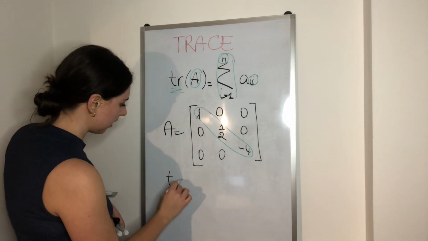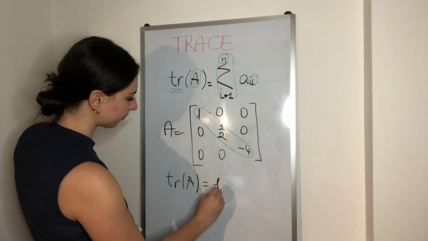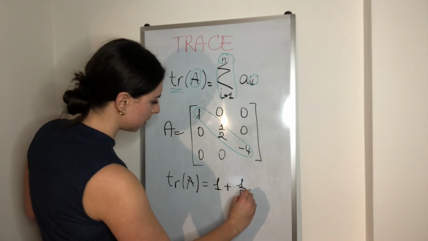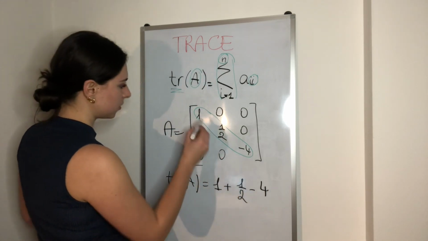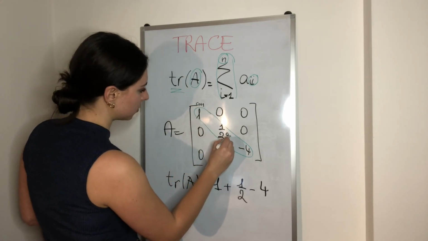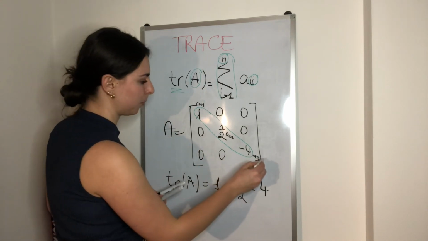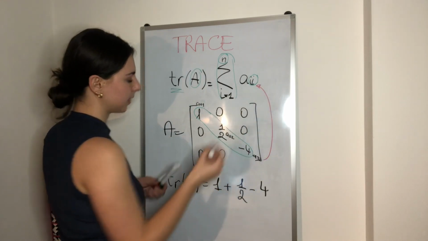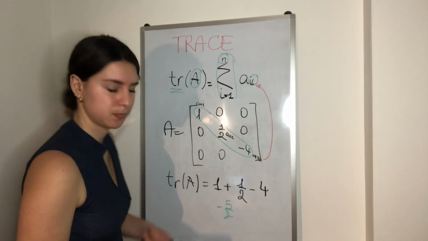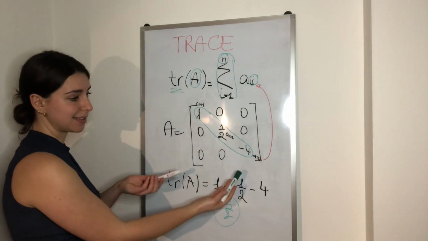Trace of A will be 1 plus 1 over 2 minus 4. So this is a_11, a_22, a_33. Exactly what we were saying here. Over 2. That's a 2. This is the trace of this matrix.